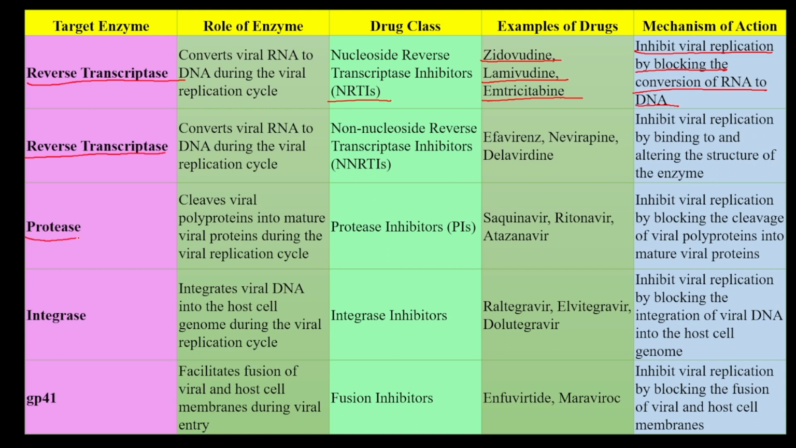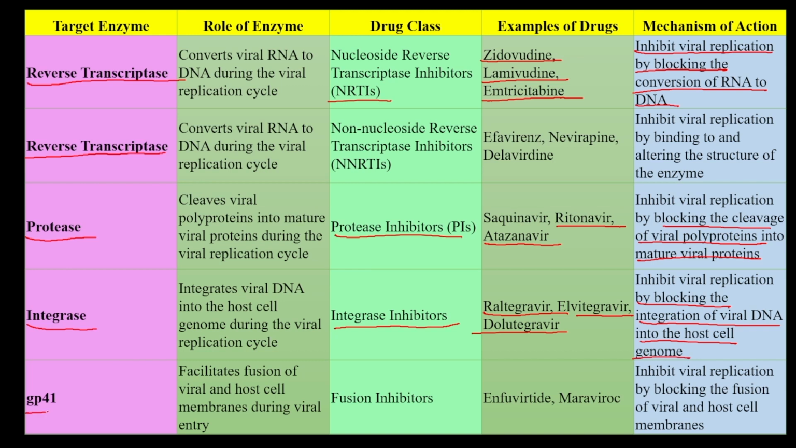Then you can also target the viral protease. For the viral protease, you use protease inhibitors such as atazanavir and ritonavir, and they inhibit viral replication by blocking the cleavage of the viral polypeptide into mature viral proteins. Then you can also inhibit the integrase. Integrase is inhibited by the integrase inhibitors. These are the examples of the inhibitors, and they inhibit viral replication by blocking the integration of the viral DNA into the host cell genome.